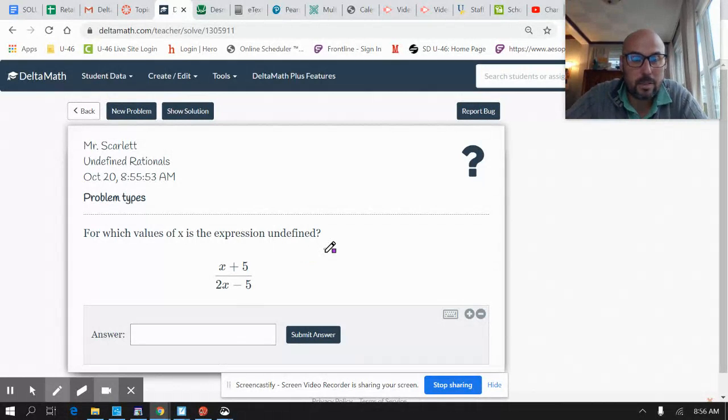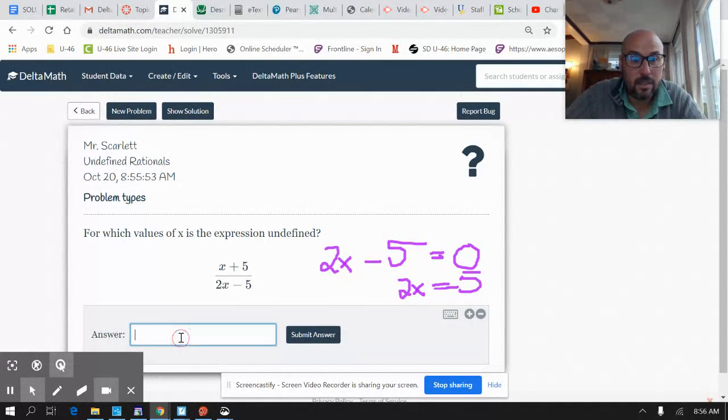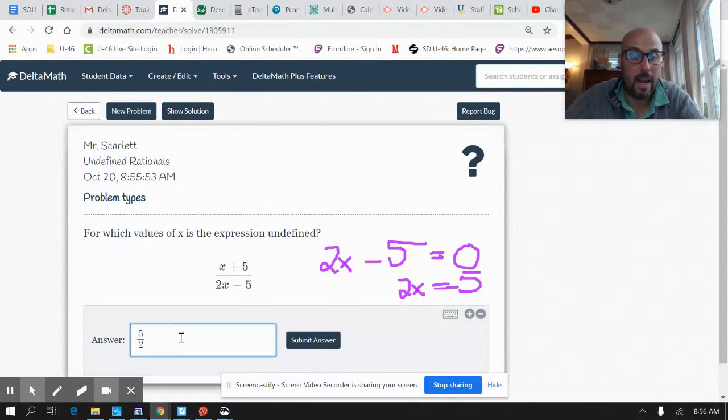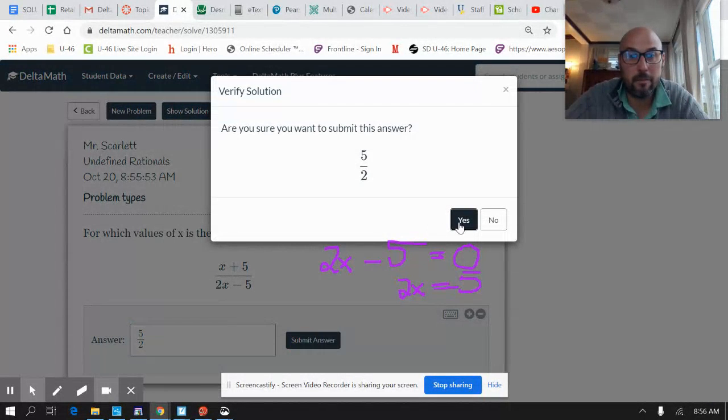So here, 2x minus 5. So what x value will make that 0? Well, I don't know. So I use algebra. Algebra serves us. So I say, let's set 2x minus 5 equal to 0 and solve for x, and then that'll help us discover what it is. So I would have to add 5 on both sides and then divide by 2. So the correct answer is 5 halves. Positive 5 halves would make me divide by 0.